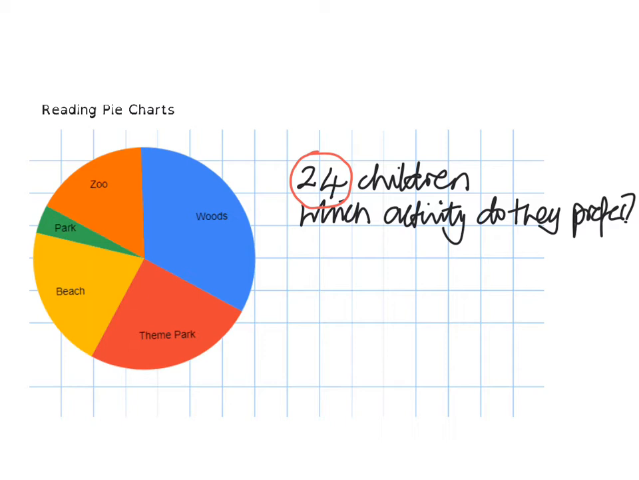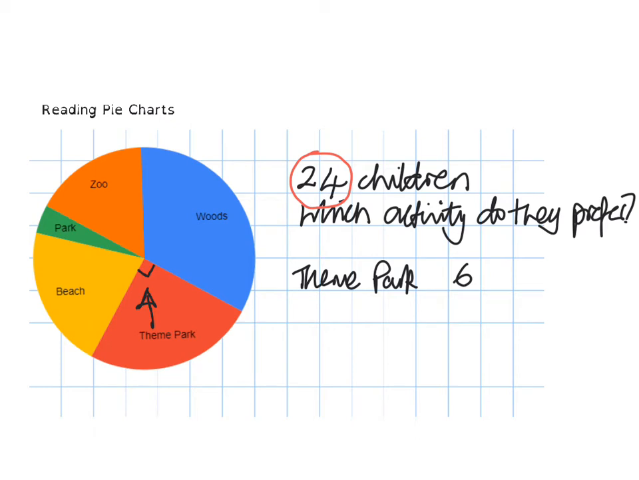So the best way to start, it's kind of a bit of detective work, but if we take the theme park and we look at the angle, that to me looks pretty much like 90 degrees. And 90 degrees means a quarter of the circle. So I think we can say that a quarter of these 24 children preferred the theme park. So I would say that the theme park would be 6 children, 1/4 of 24.